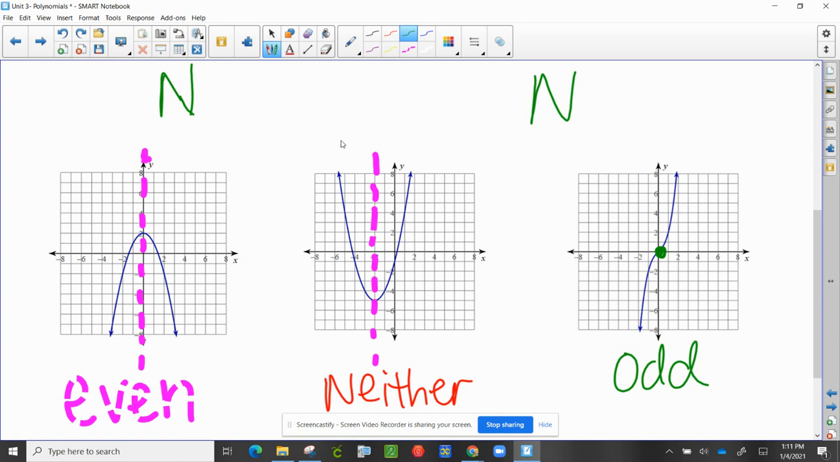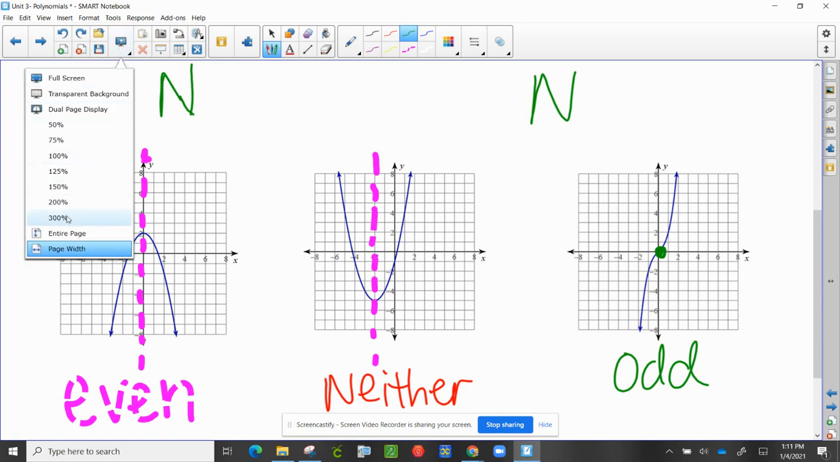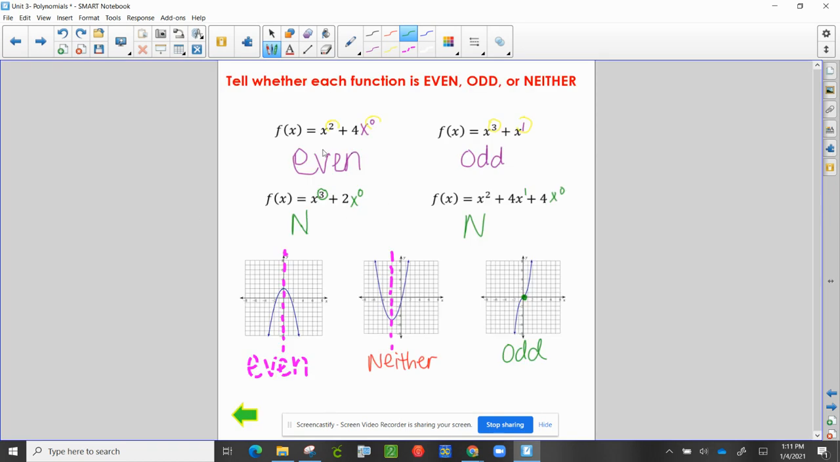Okay, so that's how you can tell if something is even, odd, or neither. If it's from the polynomial expression, you check the exponents. To be even, every power has to be even. To be odd, every power has to be odd. If they're mixed, it's neither. Graphically, if it's even, it has to be symmetric about the y-axis. So if you draw a line on the y-axis, it has to be a mirror image on both sides. In order to be odd, it must pass through the origin.